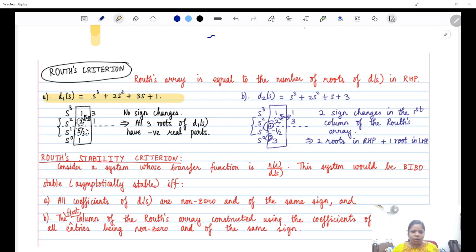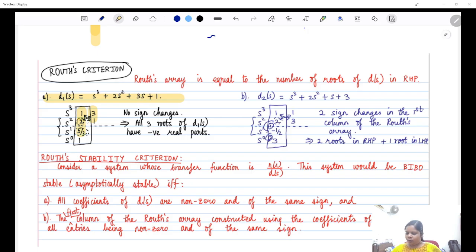The higher order polynomial is written over here: s cube, s square, s1, s to the power 0. Now what you will do, in the first two rows you will fill all the coefficients that you have. They are filled in such an order that 1, 2, 3, 1, this is our thing, right? 1 is here, 2 is below that, 3 is in the second row, and 1 is in the second row. This always goes on, meaning alternate positions happen.